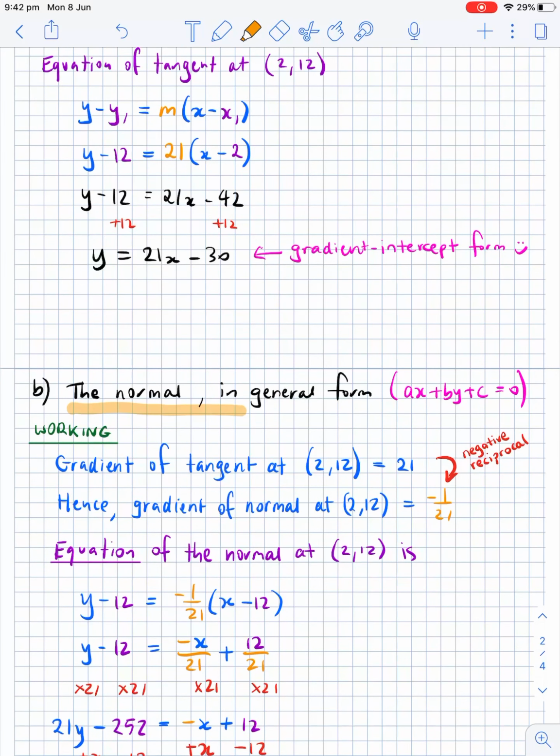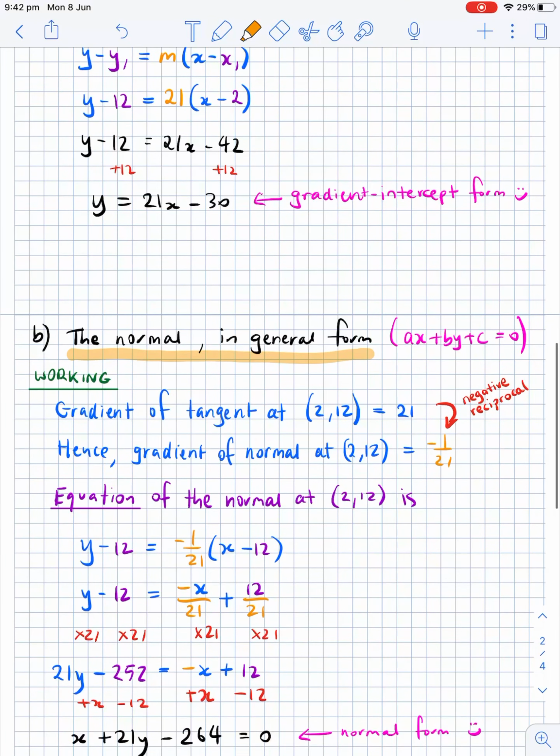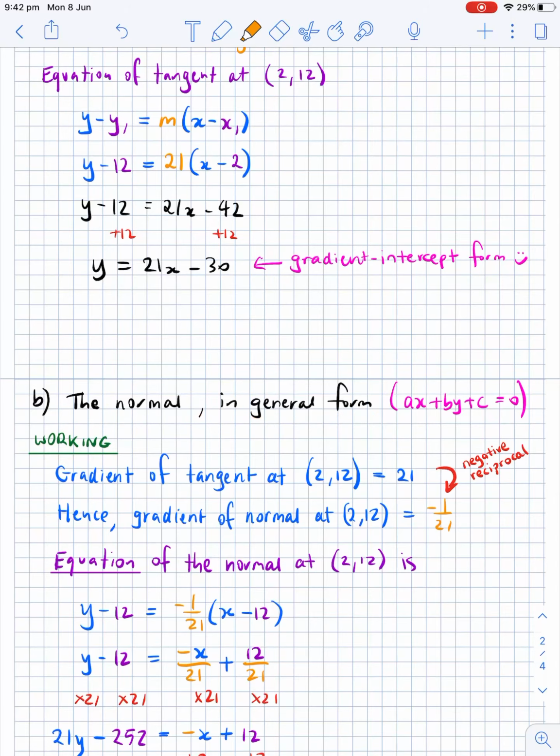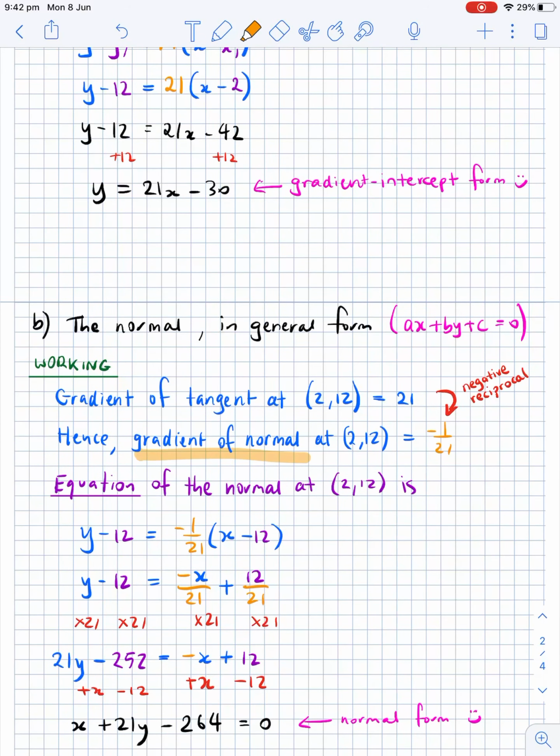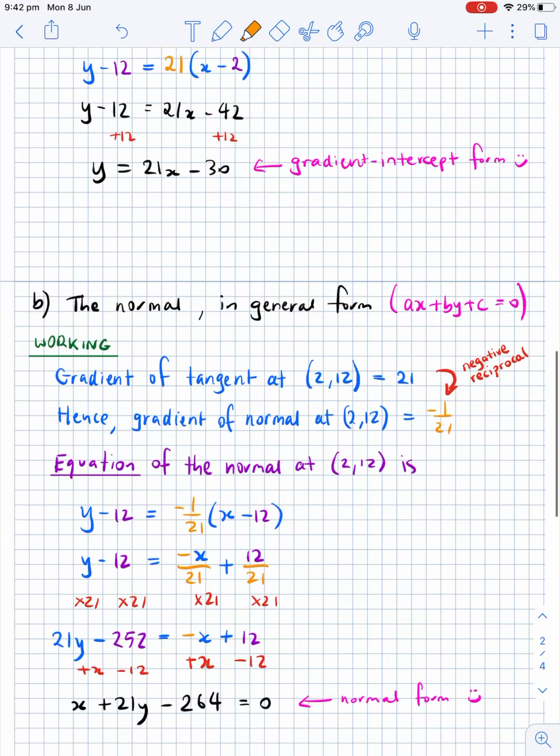Next up, the equation of the normal in general form. We want 0 on one side, and we want our x coefficient to be positive. Okay, so what we can do, well, the gradient of the tangent at that point was 21, as you can see up here. That means that the gradient of the normal is going to be the negative reciprocal. So it's going to be negative 1 over 21.